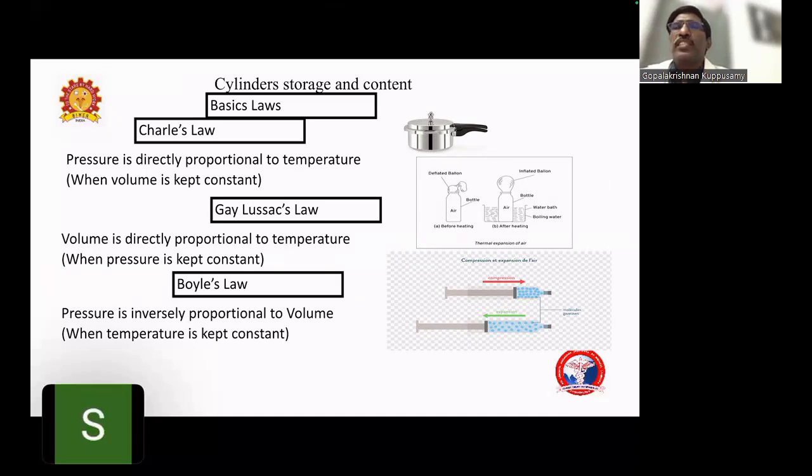Charles law says that the pressure is directly proportional to the temperature when the volume is kept constant. If you take the pressure cooker, the volume is kept constant. If you increase the temperature, the pressure goes on increasing.